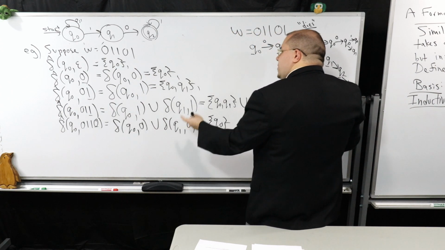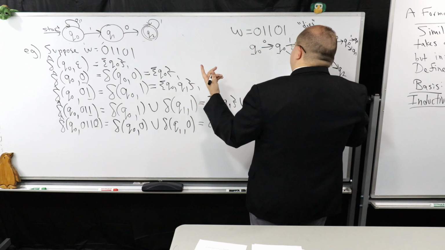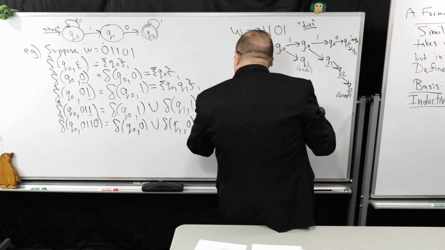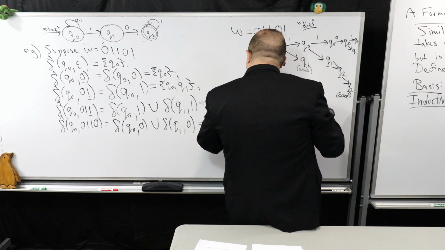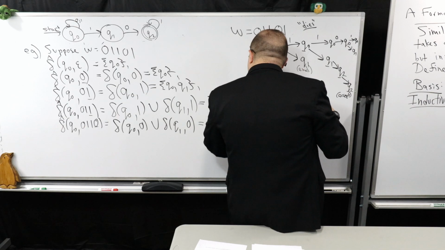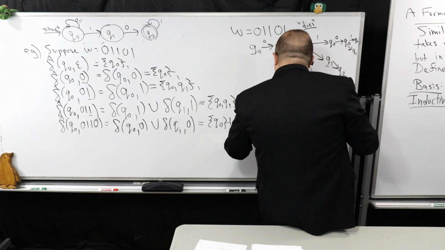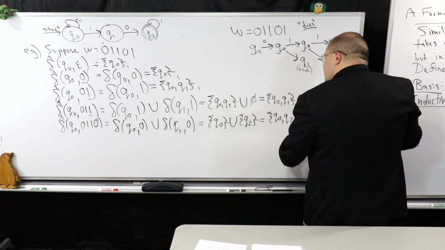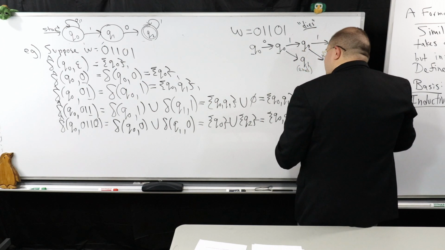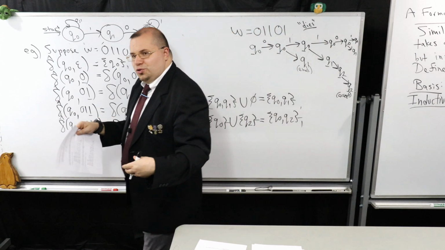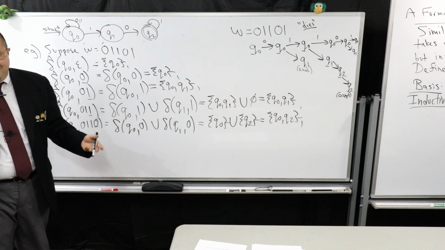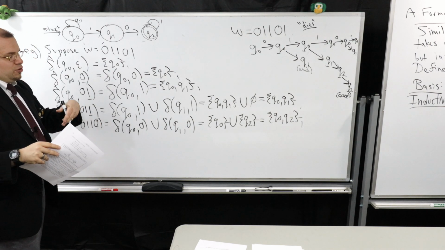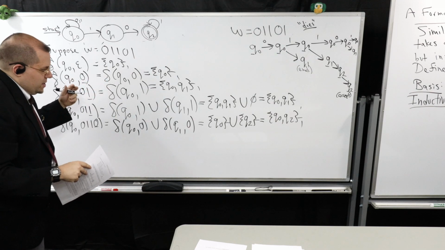If I'm in Q1 and I read a 0, where do I go? Somebody yell it for me. It goes to Q2, perfect. You guys are right on the ball. So if I take these together, that's Q0, Q2. Now remember, it's a union, so if you ever worry, oh, I have a duplicate in there, don't worry. Remember, it's a set, so we only care about the elements being unique.